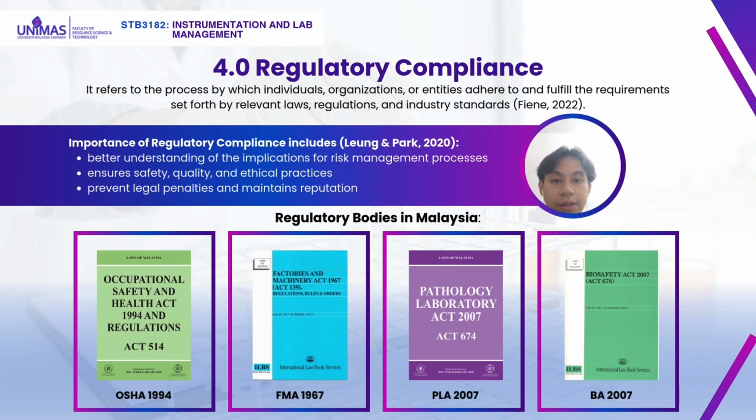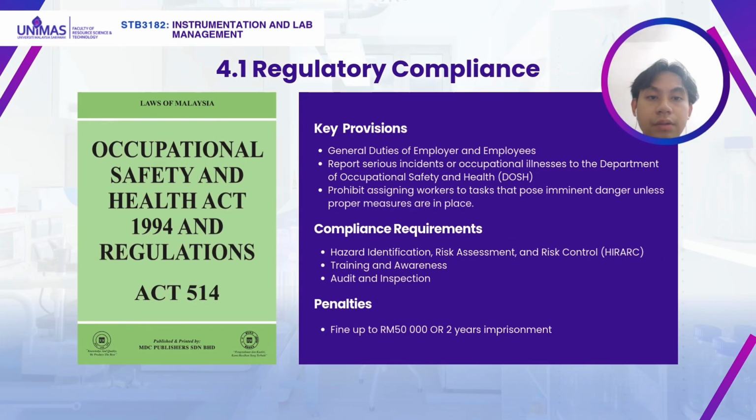So, the regulatory bodies in Malaysia include the Occupational Safety and Health Act 1994 and regulations. Next is the Factories and Machinery Act 1967. Next is the Pathology Laboratory Act 2007 and also the Biosafety Act 2007. So one of the main regulatory bodies in Malaysia is OSHA 1994.